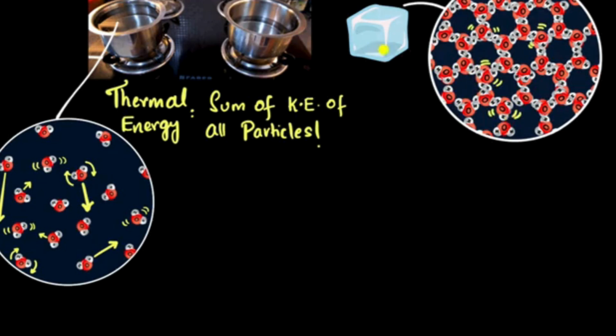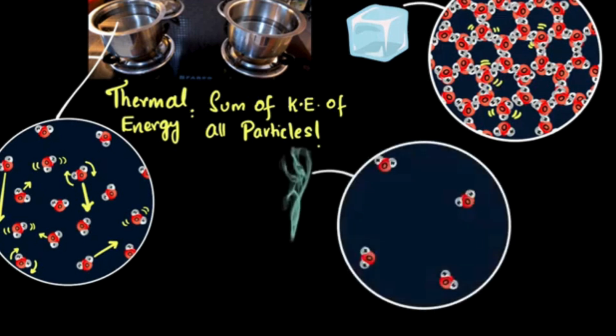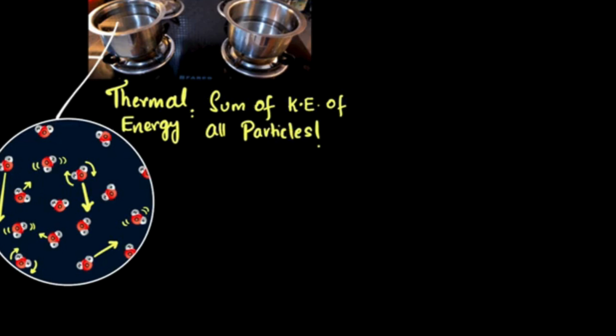And so when it comes to solids, the thermal energy comes from the vibrational, the jiggling kinetic energy that they have. What about gases? Well, in gases, they hardly have any intermolecular forces, so the particles are free to move about. And therefore, when it comes to gases, the thermal energy comes from the translational kinetic energy of the particles. But you can see in all the cases, thermal energy eventually comes from where? The kinetic energy of all the particles. Okay, so that's thermal energy.